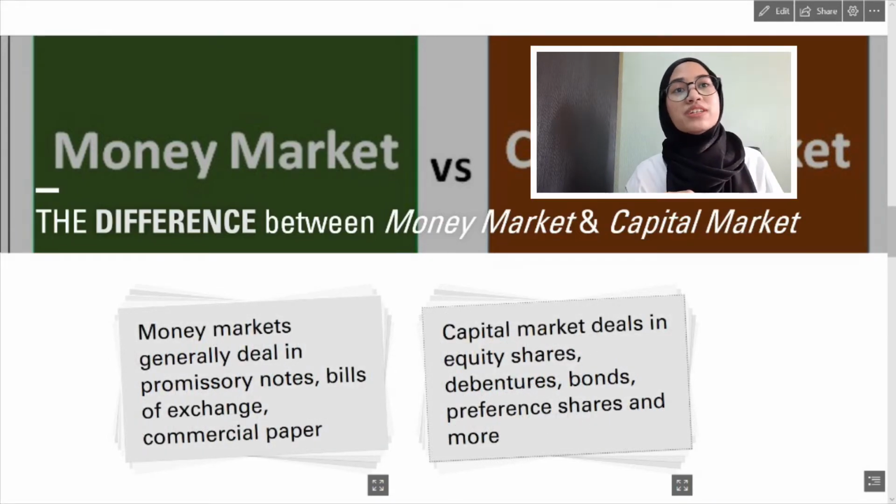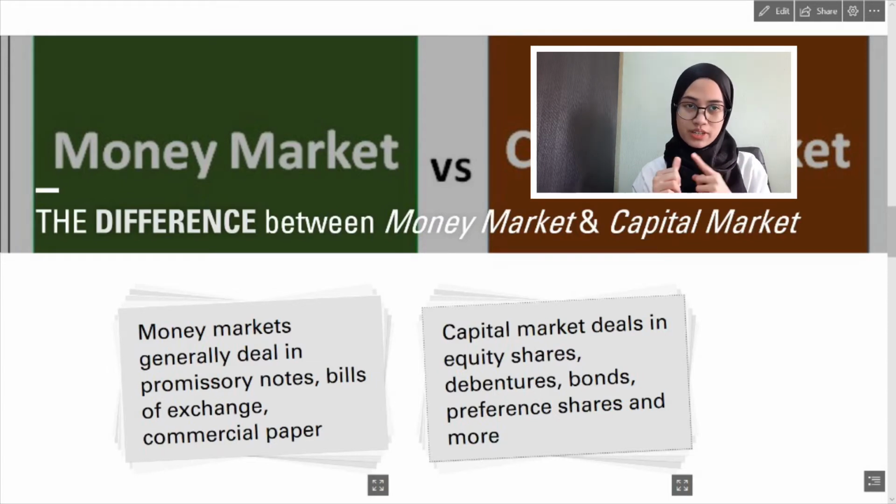Next, type of instrument involved. Some of the instruments traded in the money market include deal in promissory notes, bills of exchange, commercial paper, T-bills, and call money. For capital market is deal in equities, debentures, bonds, and preference share.